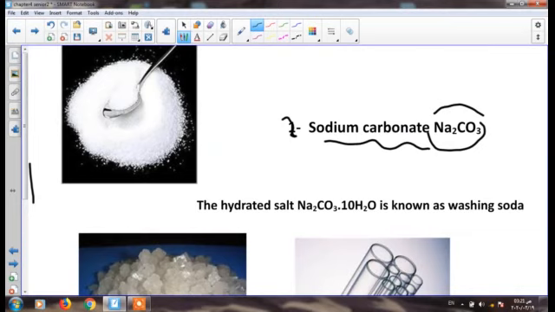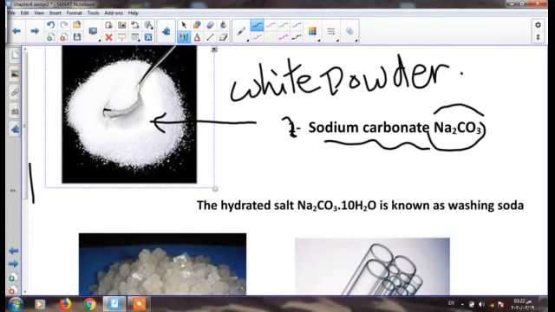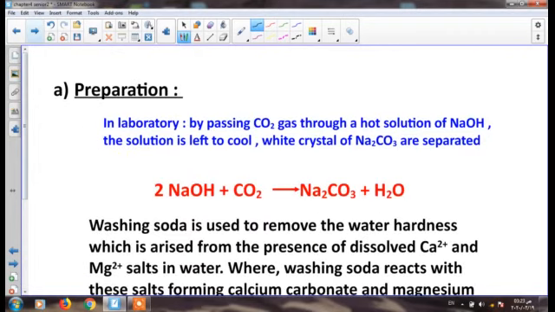The most important property of sodium carbonate: it is a white powder that dissolves easily in water, forming an alkaline solution. The preparation in the lab is by passing carbon dioxide gas through a hot solution of sodium hydroxide.